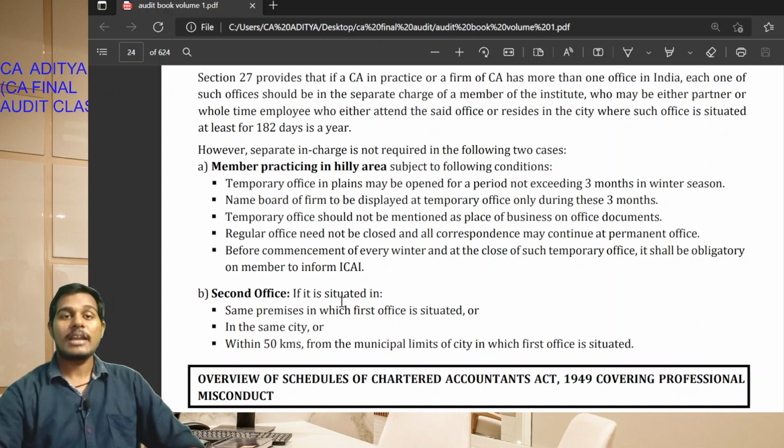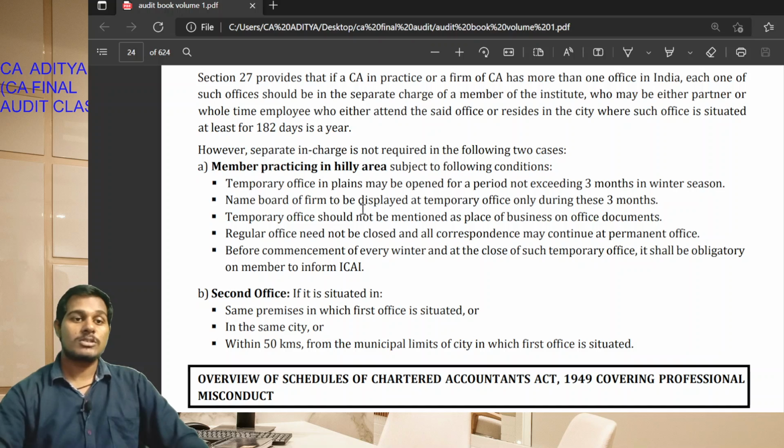See students, the second office, if it is located within 50 kilometers from the municipal limits of the city in which the first office is located, or within the same city, or within the same premises, then a separate in-charge who is a member of the institute is not required.